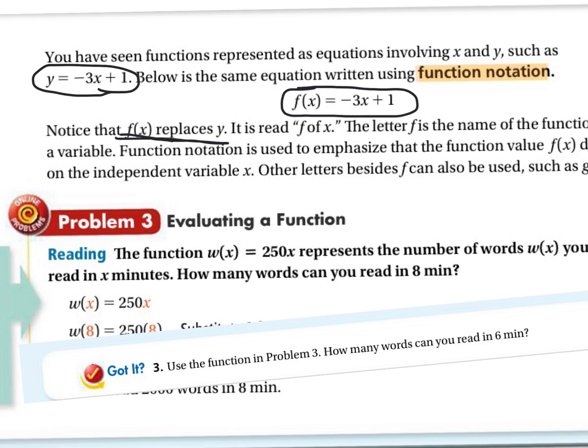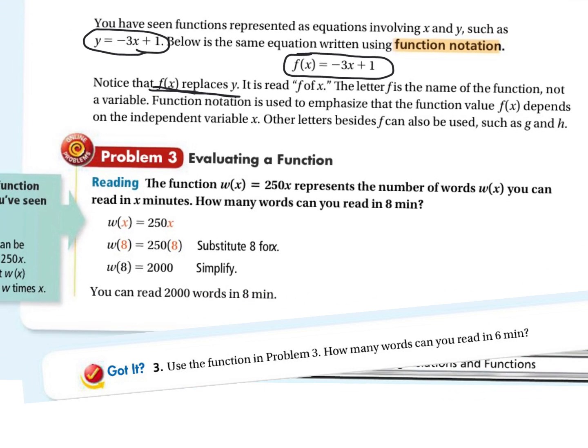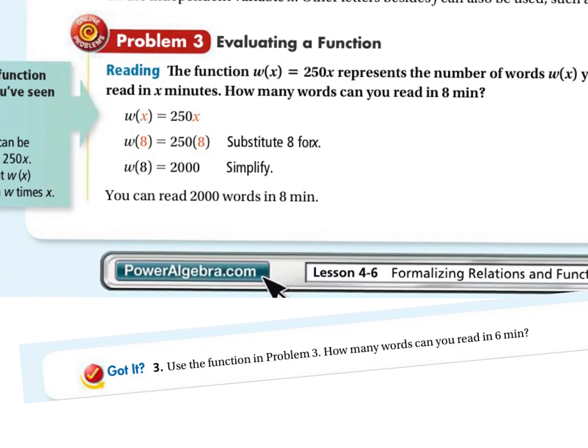The reason they do this sometimes is to show when they evaluate something. Oh, and by the way, you can use other letters. I think they do f for function, but you could use g of x or h of x. Problem 3, they're using w of x. So this is the number of words you can read in x minutes. How many words can you read in 8 minutes? So the reasoning of them using function notation is they're then showing what they're substituting in.